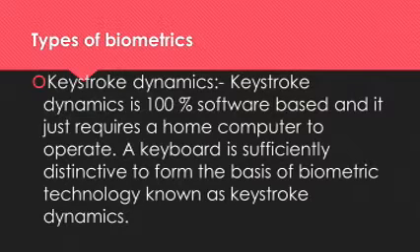And the second one is keystroke dynamics. The rhythm with which one types at a keyboard is sufficiently distinctive to form the basis of the biometric technology known as keystroke dynamics. While keystroke dynamics are not sufficiently unique to provide identification, they can be used to confirm a user's identity. The identity is to be verified by the authority.